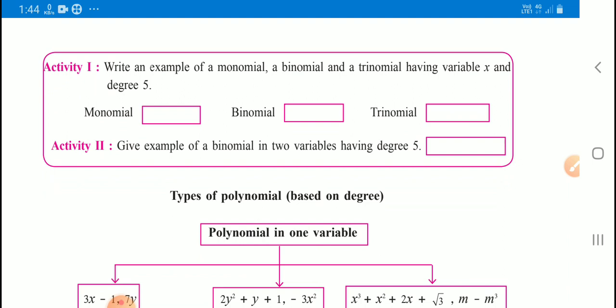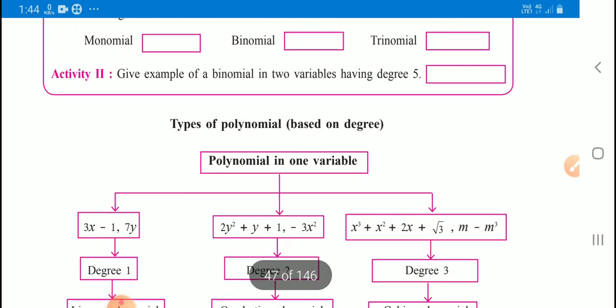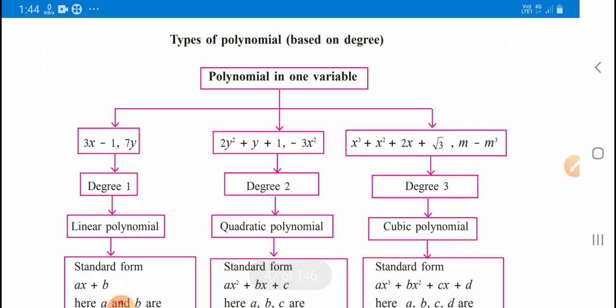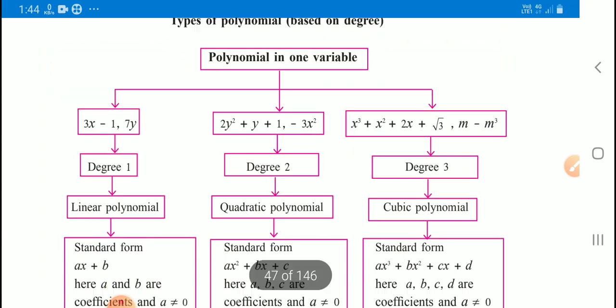Second activity, you have to write an example of a binomial in two variables having degree 5. Okay, then next, types of polynomials based on degree. Here three types of polynomials are there. These are based on degree.